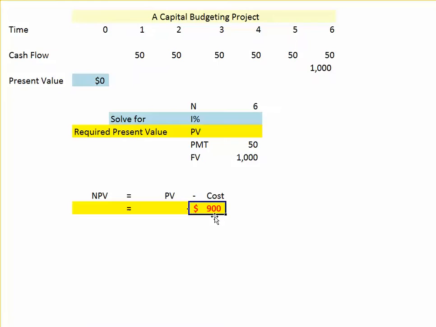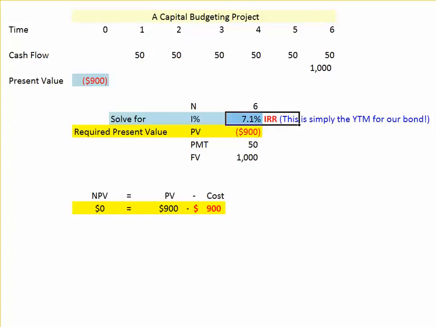So again, if our project cost $900, we want to find the interest rate that gives us a net present value of 0, because that's our internal rate of return. To get a net present value of 0, we would say the project's present value should be $900. So we will enter in 900 as the present value of our project's cash flows. We'll enter the $50 a year for our annual operating cash flows, the $1,000 after-tax salvage or terminal cash flow, and we would solve for the interest rate, and we would find our project has a 7.1% internal rate of return.